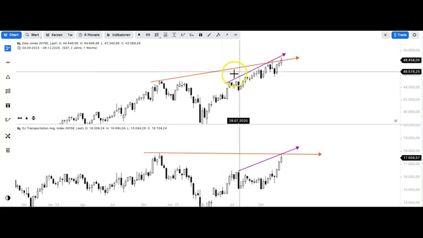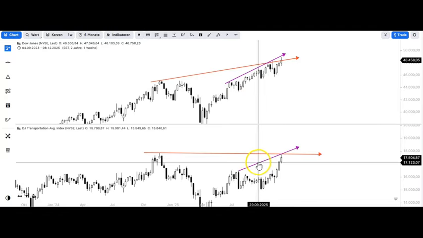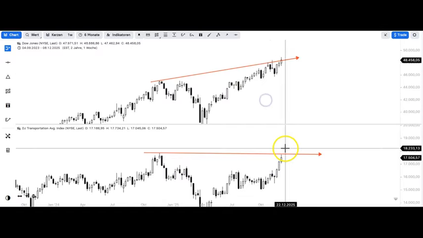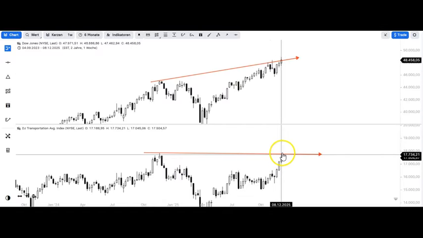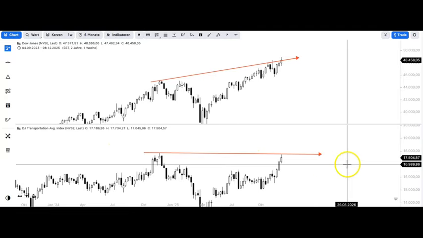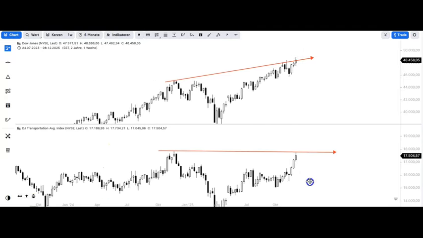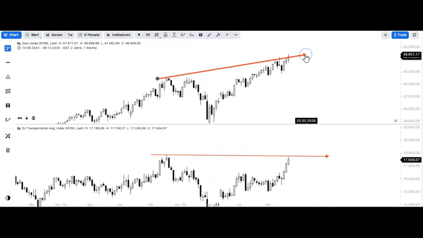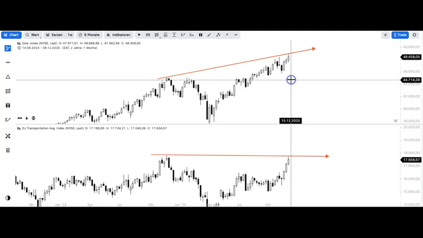The purple one has broken already, so we could actually take that out of the chart. If the red one breaks as well, and presently it looks like it, this is actually a bullish indication for an intermediate cycle. This means once the transportations are starting to lead, all other sectors are usually following the weeks after.